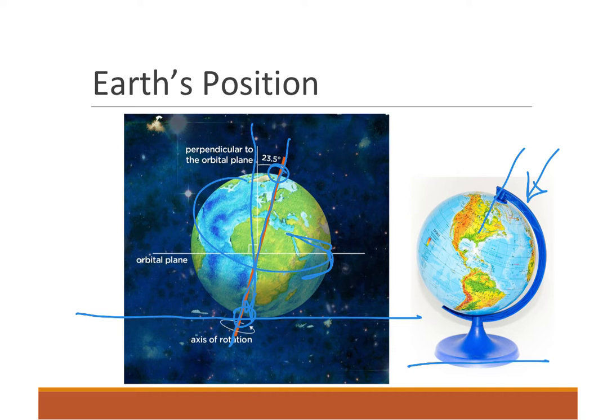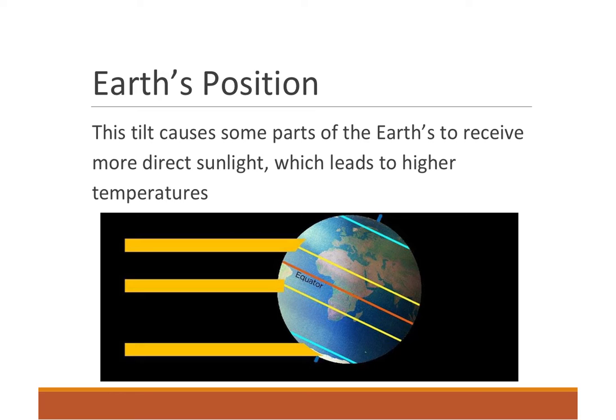And so this tilt is a very important thing about the Earth's position in space, because that is going to influence how the sun is affecting the Earth. So this tilt causes some parts of the Earth to receive more direct sunlight. It's more straight on, more intense. And this more intense sunlight will lead to higher temperatures. It's like standing right in front of a fire as compared to standing off to the side.